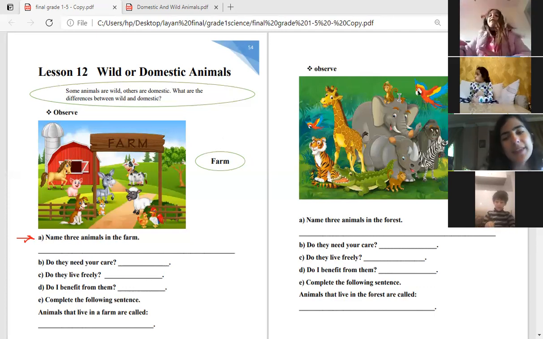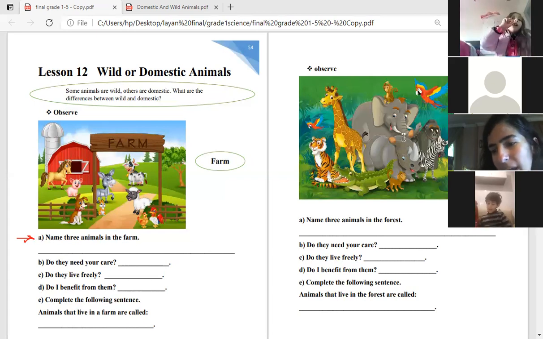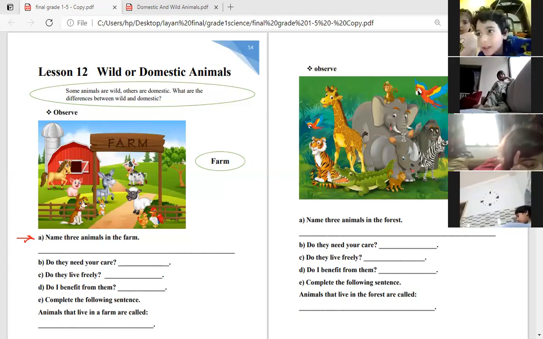Julia, can you name for me 3 animals? Name for me any 3 animals. Dog. Rabbit. Horse. Horse, excellent. Great job. Ali Hamza, can you name for me 3 animals in the farm?